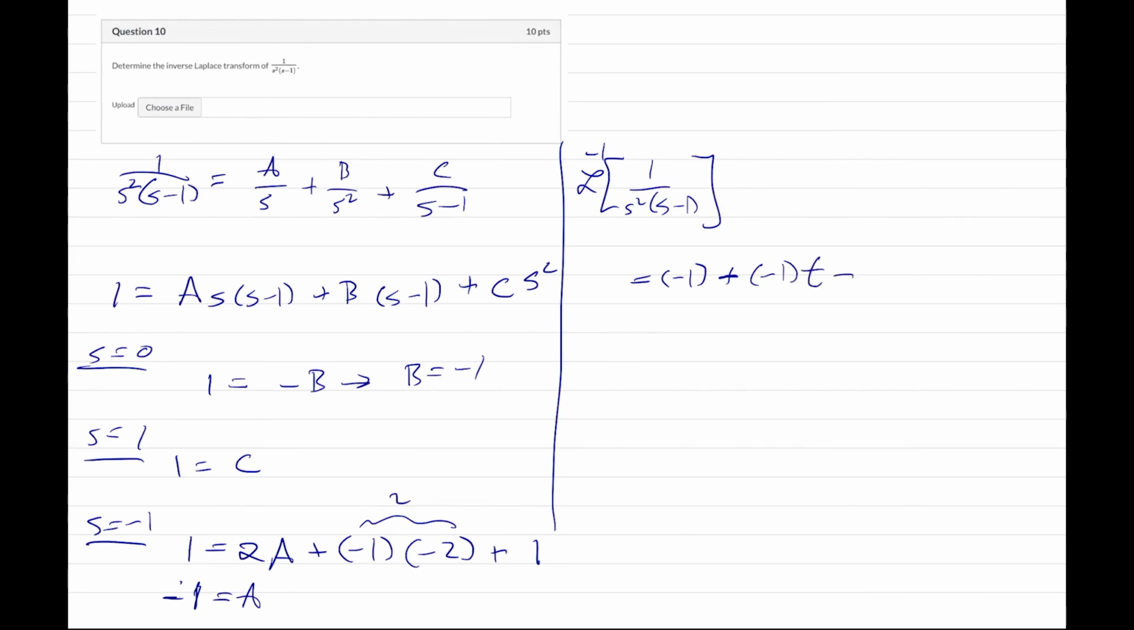And then I get plus C, whatever C was, which was 1, and that's going to pop out e to the t, because e to the t's Laplace transform is 1 over s minus 1. Alright, so altogether we get minus 1 minus t plus e to the t, boom, and that is the exam.